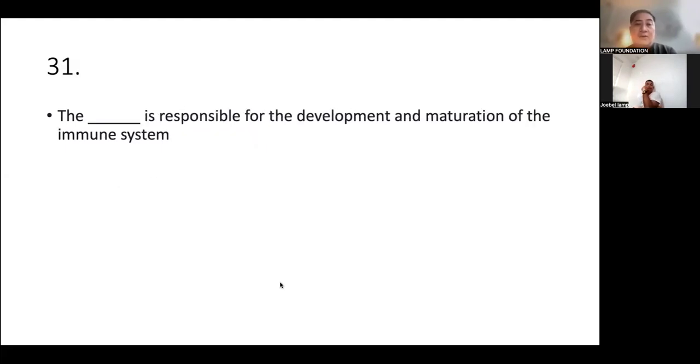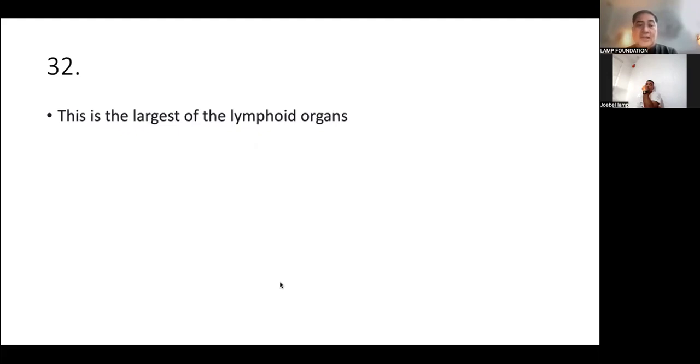The blank is responsible for development and maturation of the immune system. Thymus gland. This is the largest of the lymphoid organs. The largest of the lymphoid organs is? The spleen. Yes. So in Western medicine, it's considered a lymphoid organ.